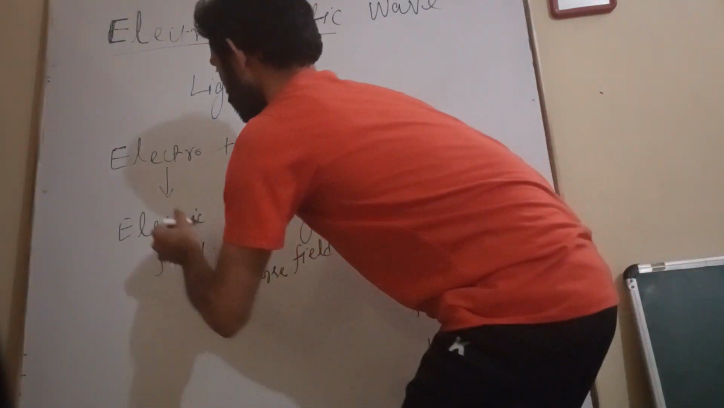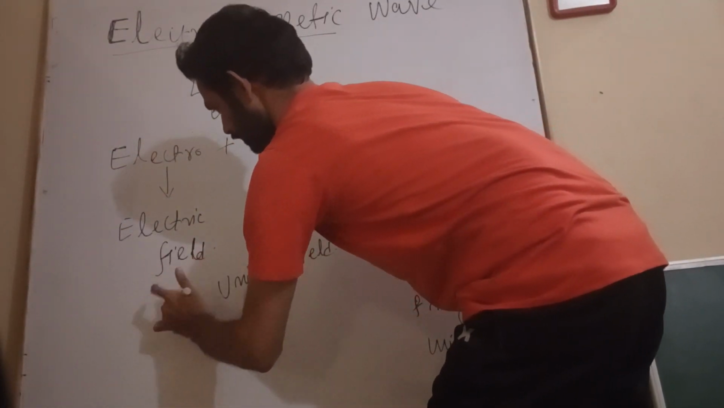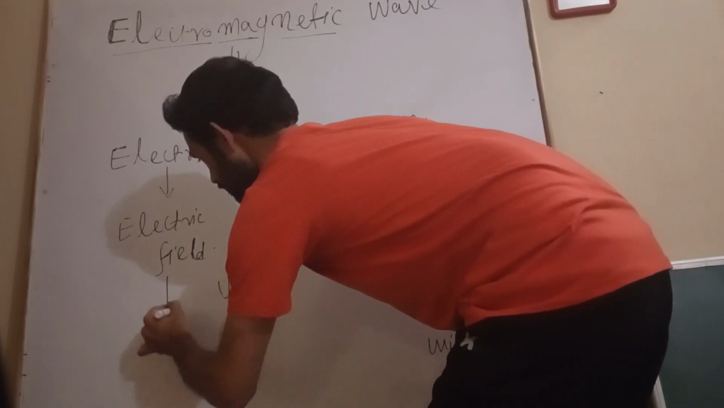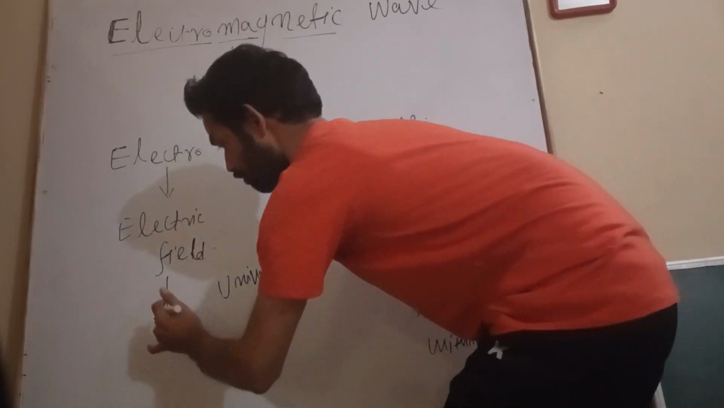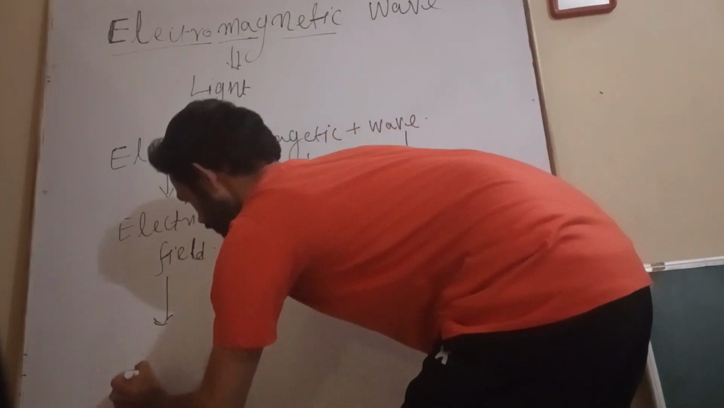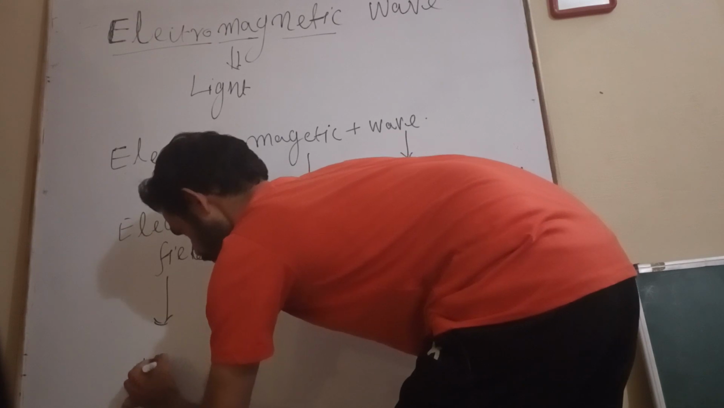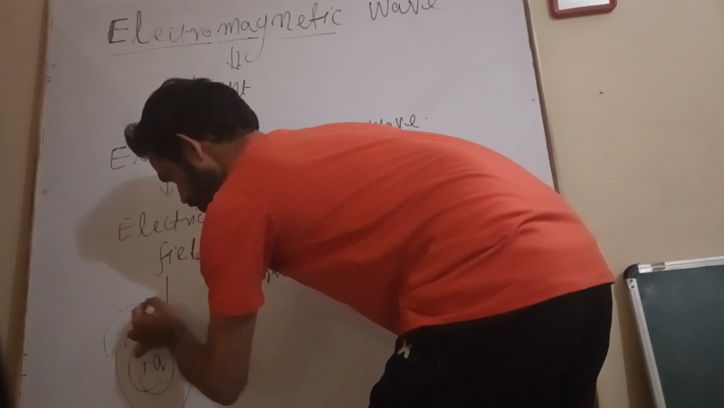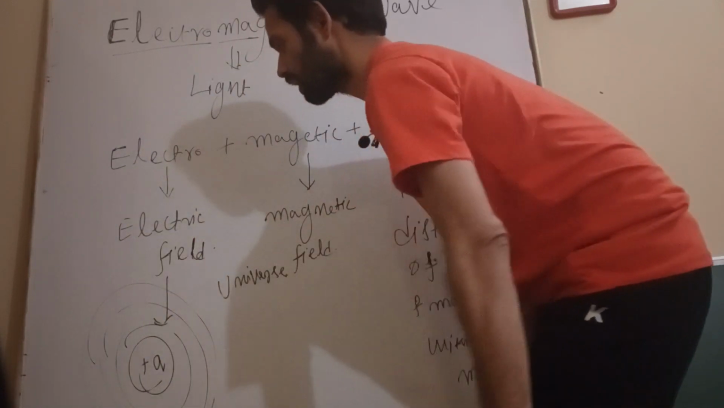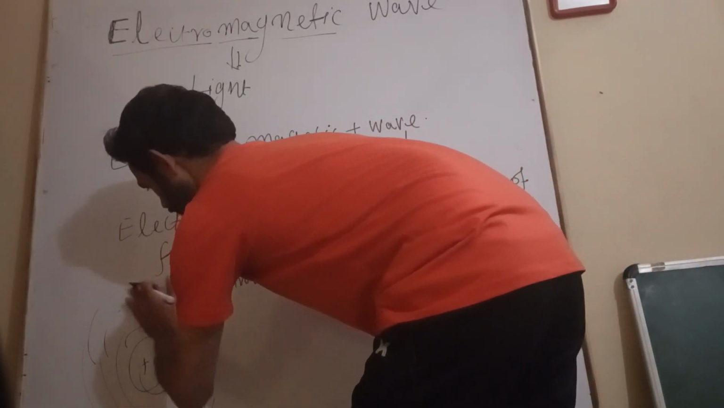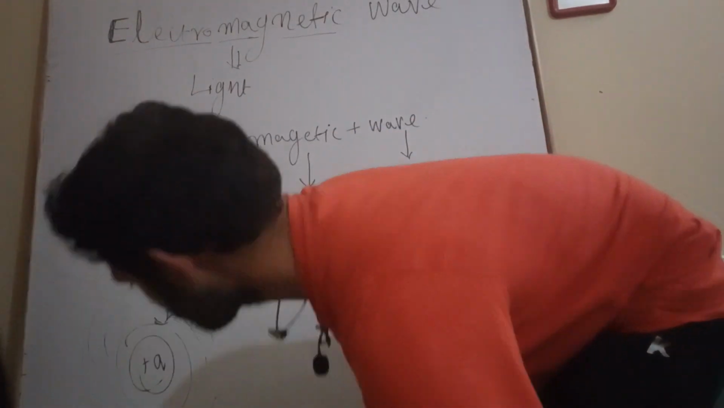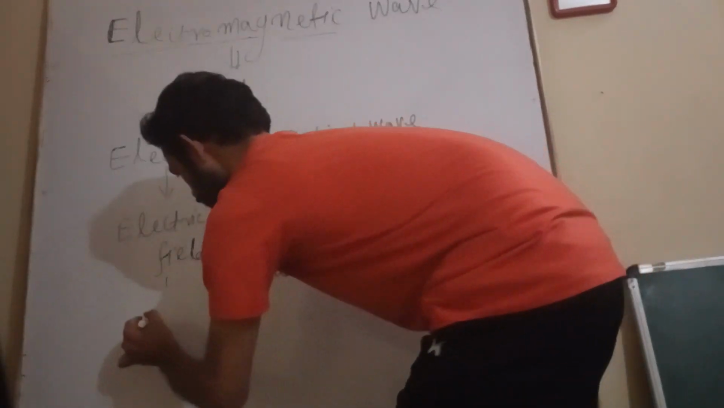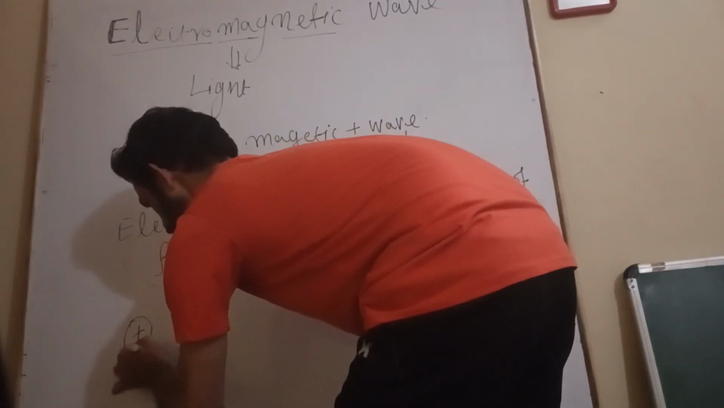Electro means electric field. Electric field is the field that is established around a charge. Electric field means it is coming from the charge. If a charge of Q coulomb is there, then surrounding this charge there is a field. What type of field? Electric field. This charge will create a force surrounding it.